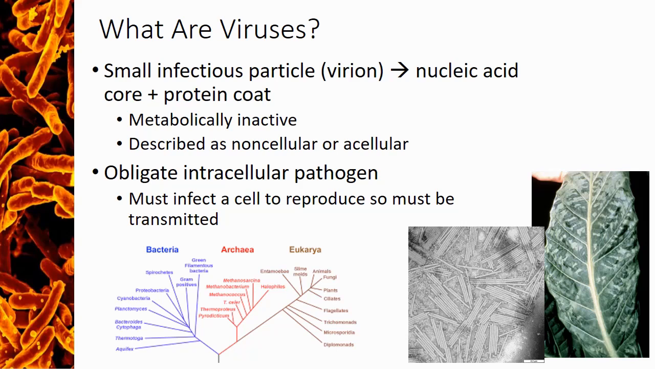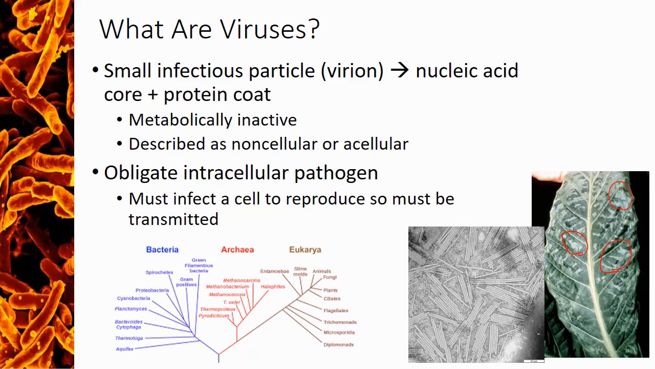Interestingly, the existence of viruses was discovered all the way back in 1892, when it was shown that tobacco mosaic disease, which is the disease shown here in this plant cell and is causing all of this fading on the leaf, was caused by a pathogen that was smaller than a bacteria.